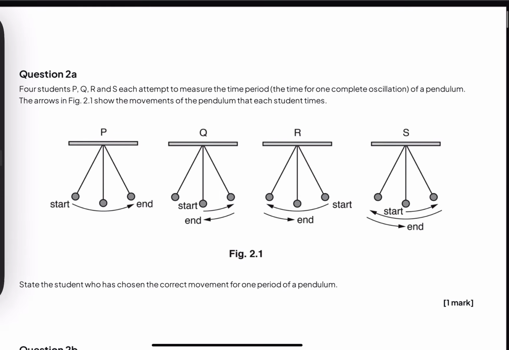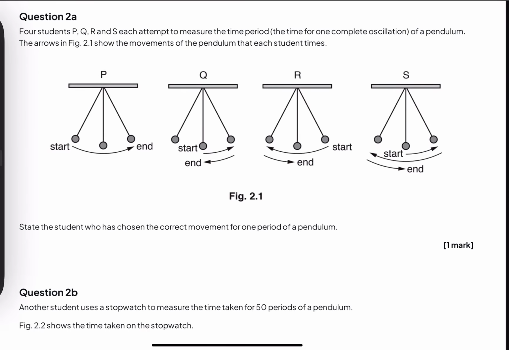Question number 2a: four students P, Q, R and S each attempt to measure the time period. We have to state the student who has chosen the correct movement for one time period of the pendulum. One time period means one complete oscillation. So one complete oscillation is representing a complete path. If you consider a circular path, then it will be like this. If you consider a zigzag path, then it will be from this point. Let's suppose this is A to B, and then again from B back to this point.